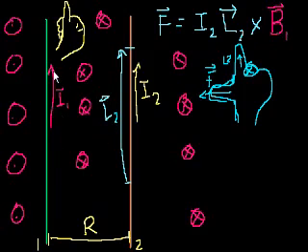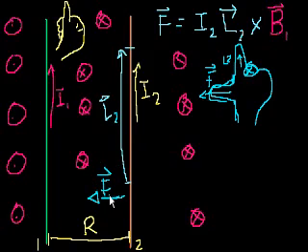If this current is moving in this direction and its field is, we know from this wraparound rule, it pops out here and it goes in here. The effect that it has on this other wire, where the current is going in the same direction, is that it will be attracted. So the net force is going in that direction.